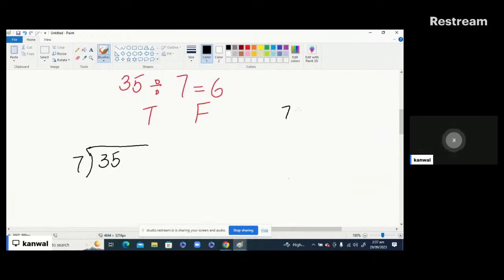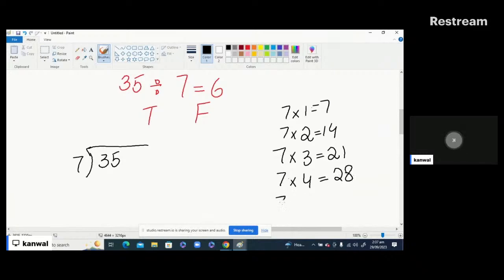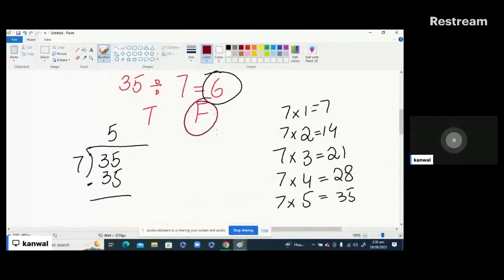Here write a table. 7 times 1 is 7, 7 times 2 is 14, 7 times 3 is 21, 7 times 4 is 28, 7 times 5 is 35. So 7 times 5 is 35. It means that the answer is 5, but the answer given here is 6. So that is a false statement. We are saying that this is false. Okay.